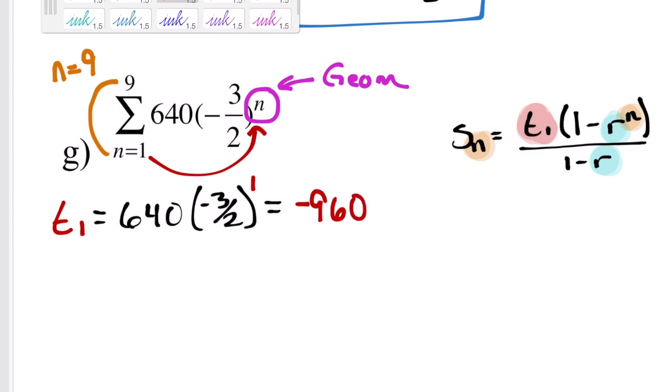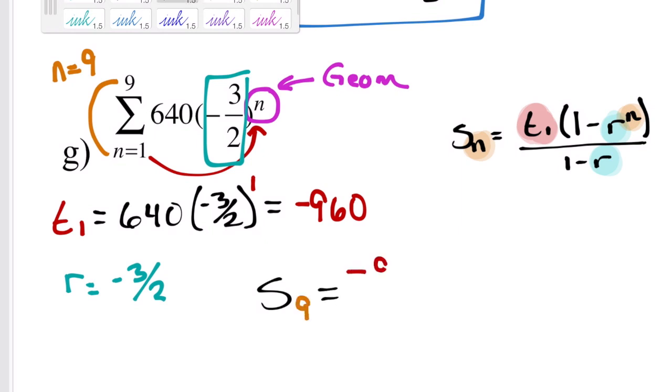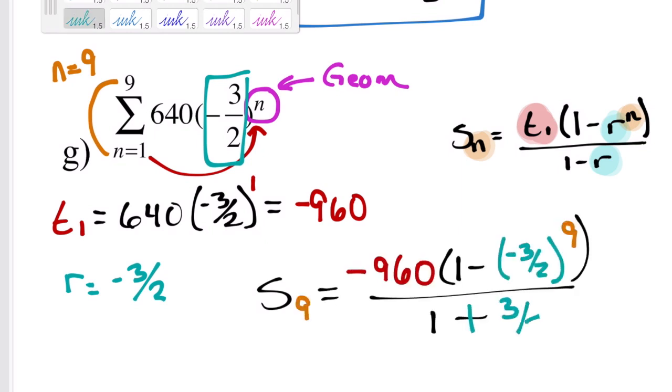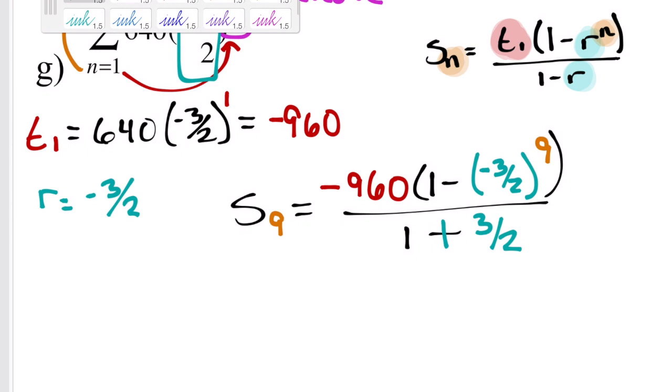And I need my common ratio. Remember, the ratio is always going to be whatever has the exponent. So my r is going to be -3 over 2. Now that I have everything that I need, I'm going to plug it in. Simplifying this out or plugging it into your calculator, the sum of the 9 terms should be -15,146.25.